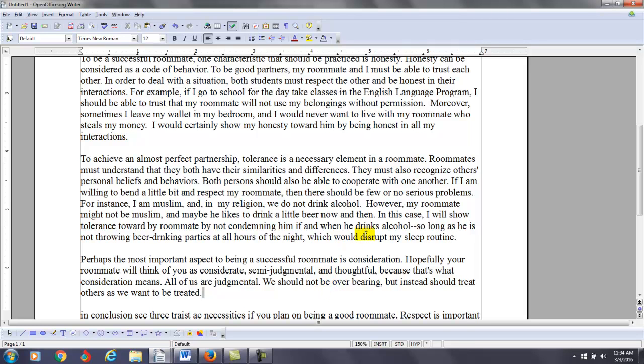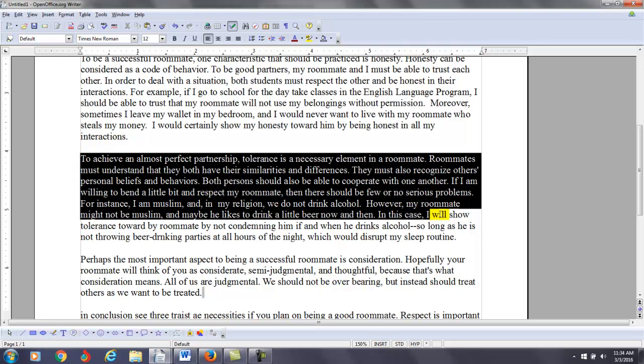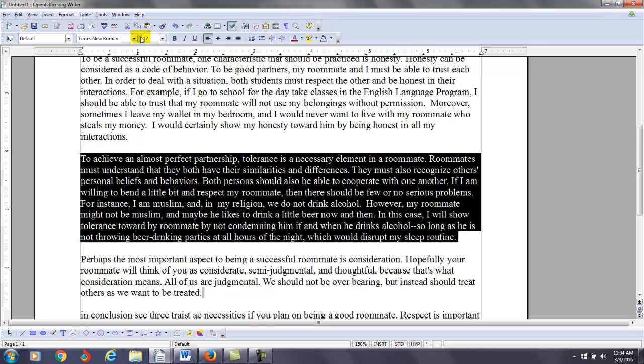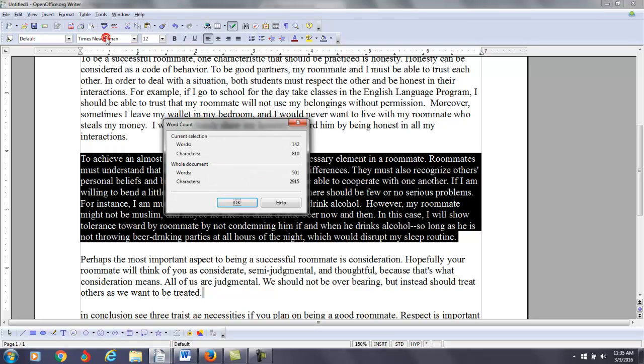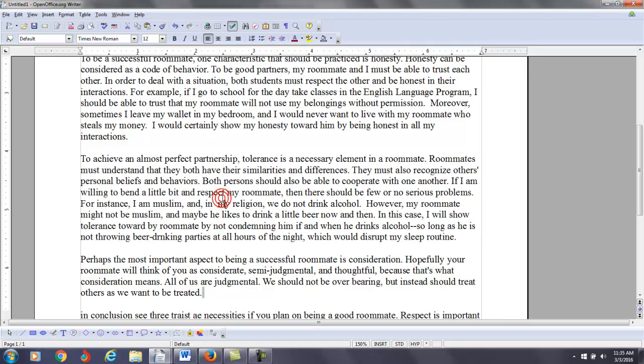Okay, so I think we have it. So now we have this paragraph developed a little bit more, am I right? Yeah, so we're at 142 words, so I think we have it. So we have to achieve an almost perfect partnership. Tolerance is a necessary element in a roommate. Roommates must understand that they both have their similarities and differences. They must also recognize others' personal beliefs and behaviors. Both persons should also be able to cooperate with one another. If I'm willing to bend a little and respect my roommate, then there should be few or no serious problems.